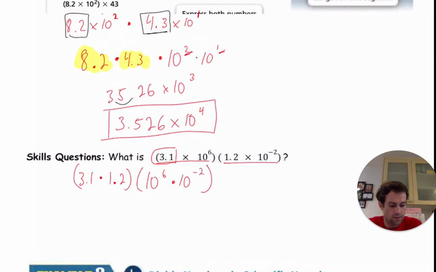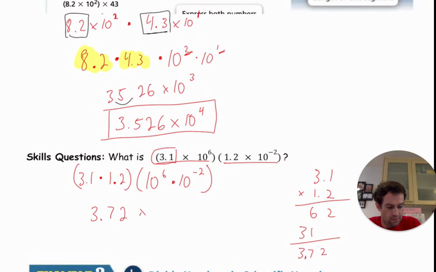So 3.1 times 1.2 gives us 2 and 6 and 1 and 3. So it is 3.72. 3.72 times 10 to the power of 6 plus a negative 2 will give us 10 to the power of 4. So that is how we can multiply those.